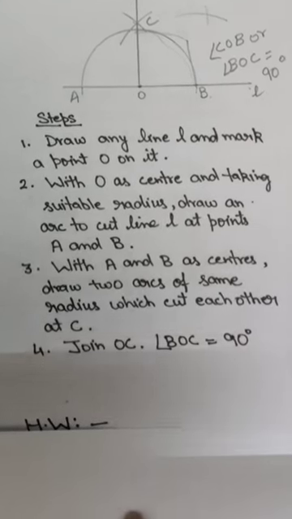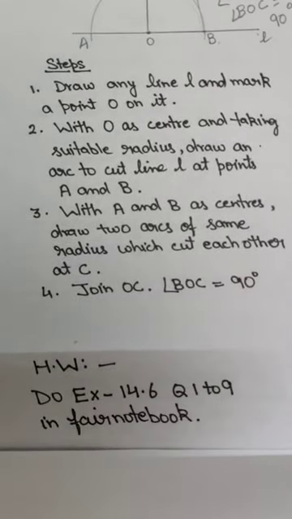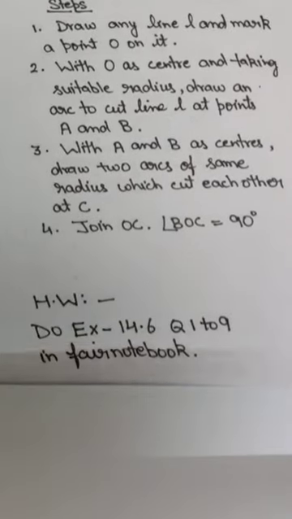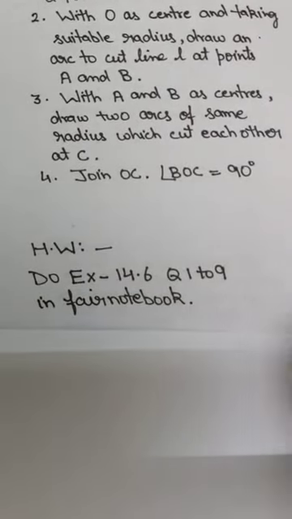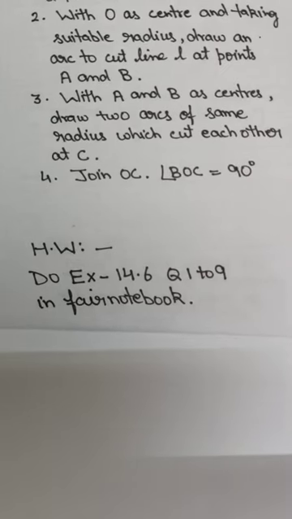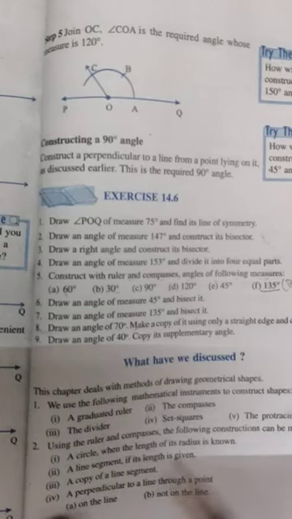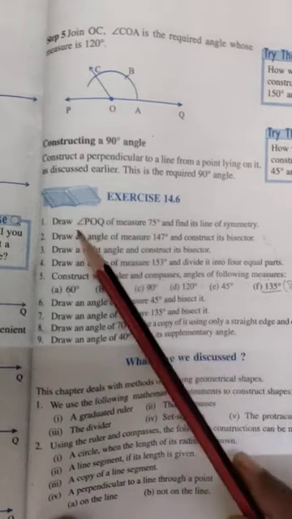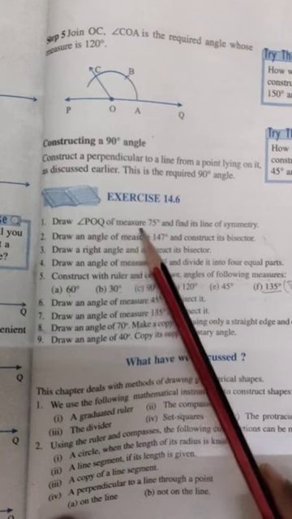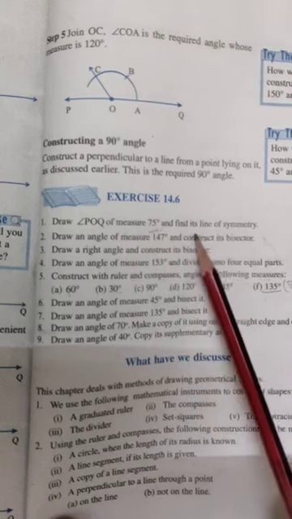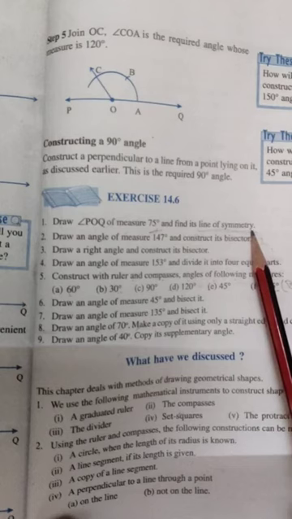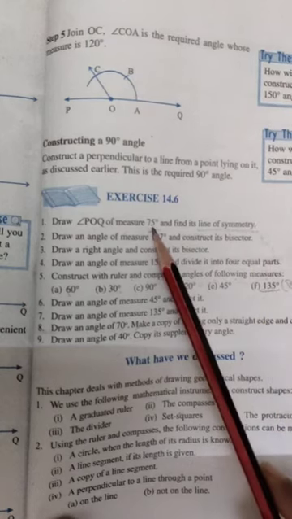Now see your homework. Your homework is to do exercise 14.6, question number 1 to 9 in the fair notebook. See, in exercise 14.6, in all the questions it is given: draw angle POQ equal to 75 degree and find its line of symmetry. Line of symmetry means angle bisector. So draw it with the help of a protractor.